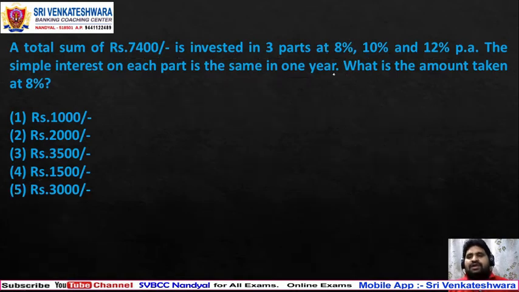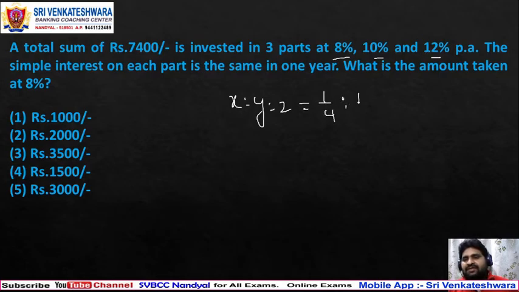If I know all these interests are equal, then it's like ax is equal to by is equal to cz. Then I can write directly x is to y is to z as 1 by 8, 1 by 10, 1 by 12, but 2 is common, so I can write 1 by 4 is to 1 by 5 is to 1 by 6. Reciprocals are equal, I said. 1 by 4, 1 by 5, 1 by 6. We can take this step directly.